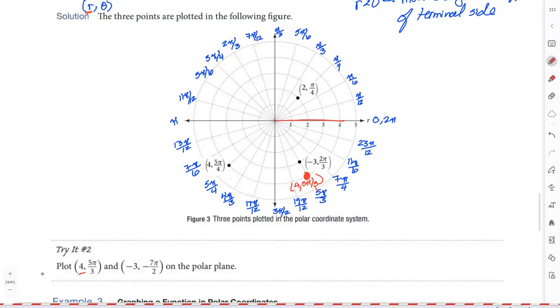So we're going negative pi over 2, negative 3 pi over 2, negative 5 pi over 2, negative 7 pi over 2. So negative 7 pi over 2 correlates with the line pi over 2. But because r is negative, we're going to move along the opposite side of the terminal side. So we're going to move down that negative y-axis 3 units. So our point's going to be on the negative y-axis. So there's our point, negative 3, negative 7 pi over 2.